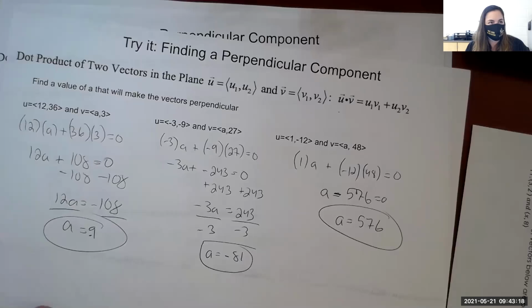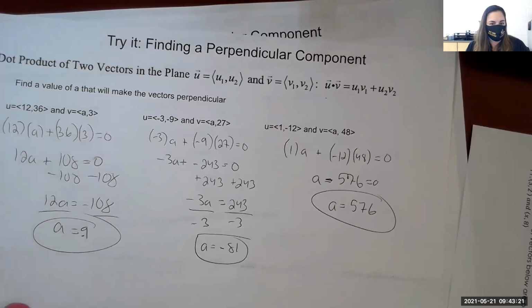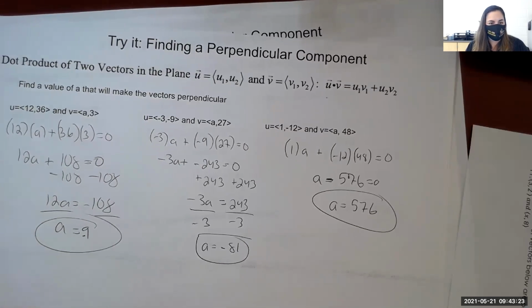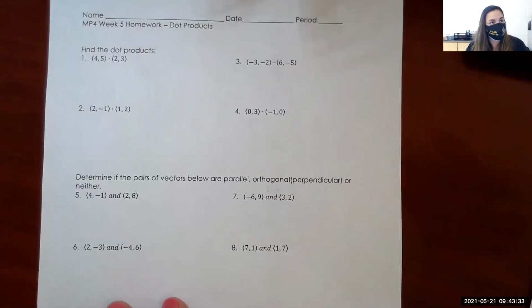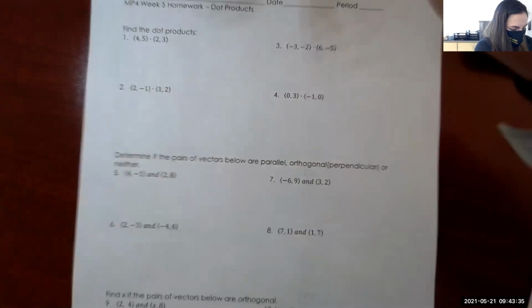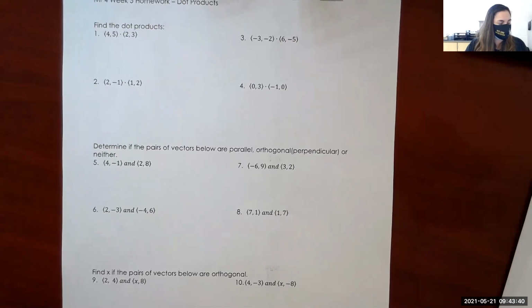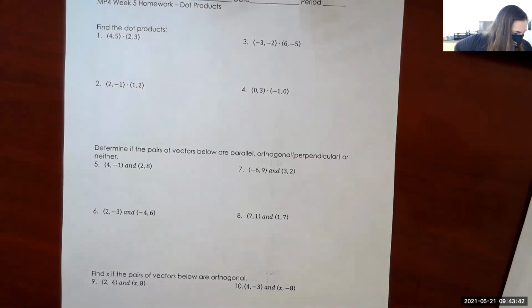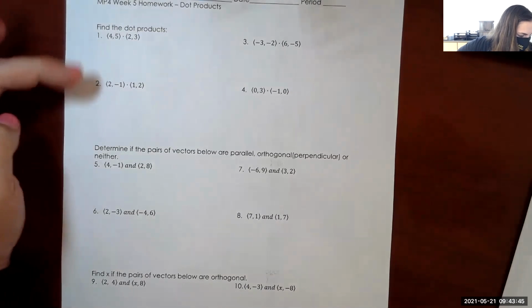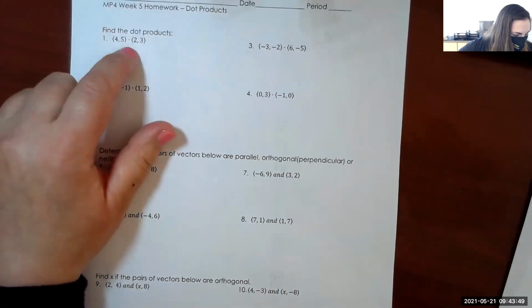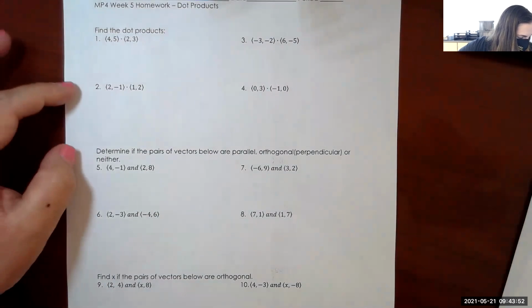So if you would just take a moment to open the week 5 homework, the dot product practice. So this is your homework this week. It's just 1 page. I want you to take a few minutes to scan it. So here you have to find the dot product, again using that same formula we've been using, x1 x2 plus y1 y2.